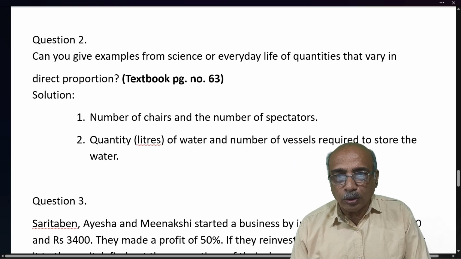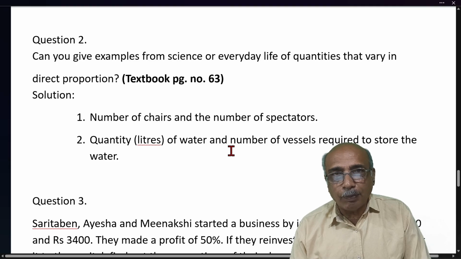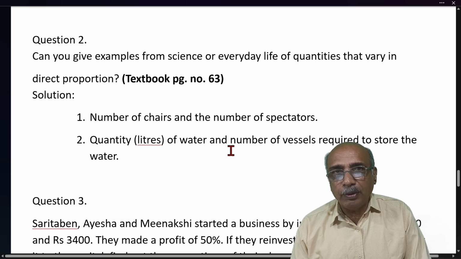Quantity, liters of water, and number of vessels required to store the water. This is an example such that if more containers are there, more water will be filled in it. If fewer containers are there, less water will be filled in it.